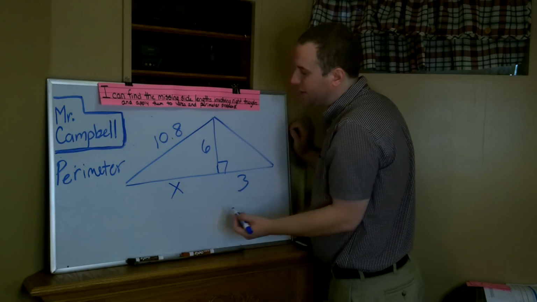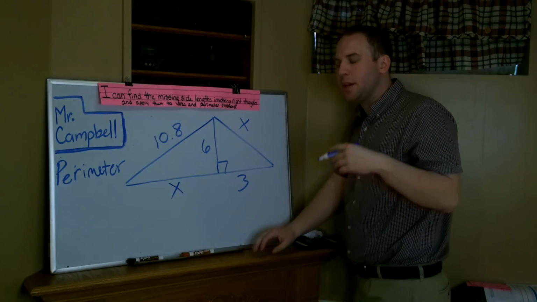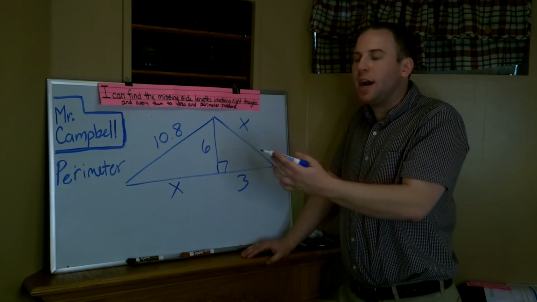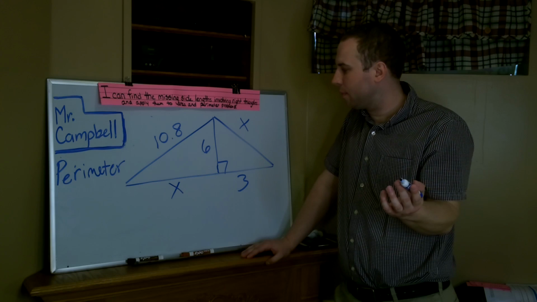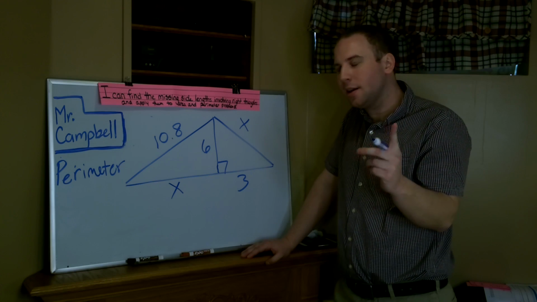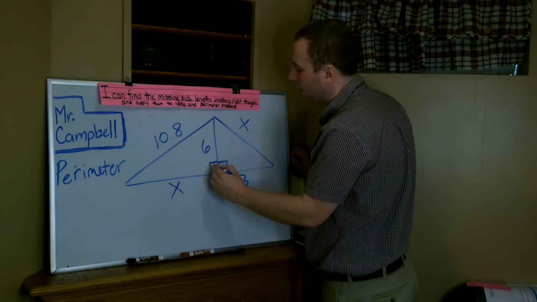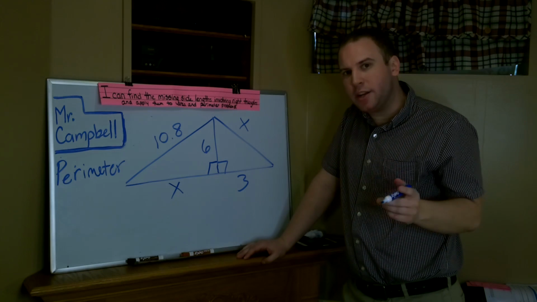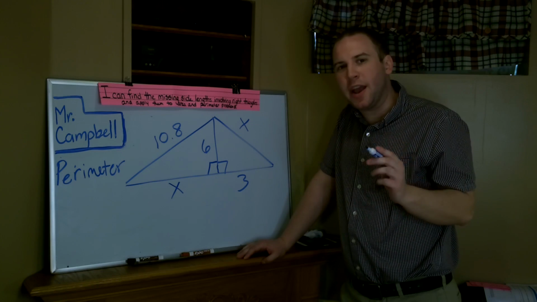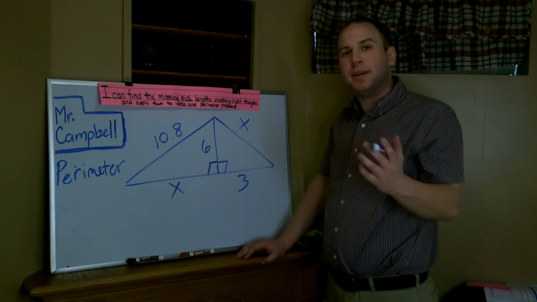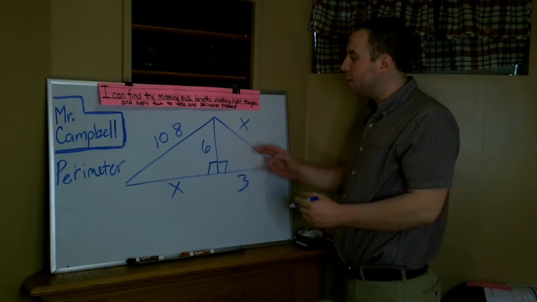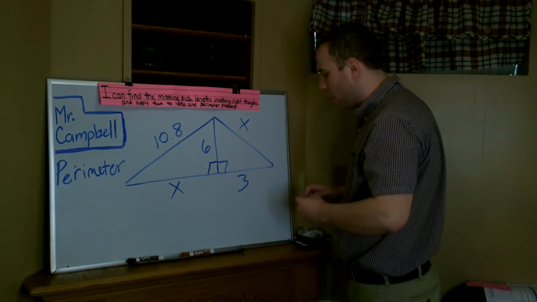I don't know what this is, and I don't know what this is, because in order to find perimeter, all I have to do is add all the sides of the triangle to get my answer. But, luckily, these are right triangles. And because these are right triangles, I can use the Pythagorean Theorem to find my missing values. So for this triangle, let's start off with this one right here. Let me go ahead and color coordinate these for you.